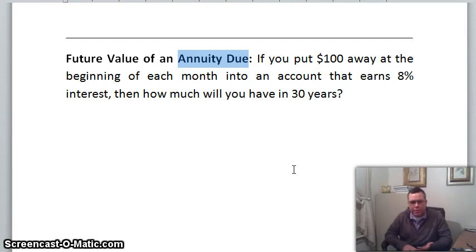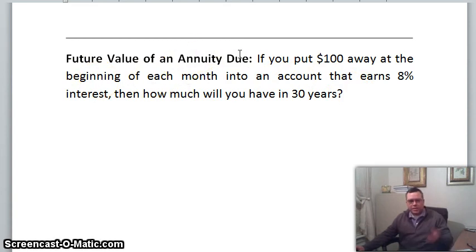For example, your rent payment, your mortgage payment, things like that, insurance, you pay at the beginning of the month. Other things like your credit card bill or your electric bill, at least the way things are set up here in America, we pay at the end of the month. So it just depends on the problem setup, what you're trying to solve for. In this particular case, you're putting it at the beginning of the month. That means it's annuity due.